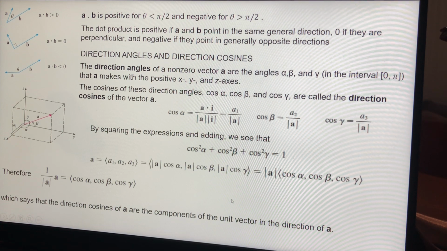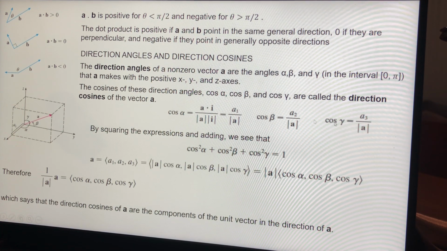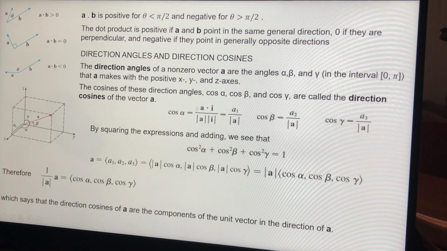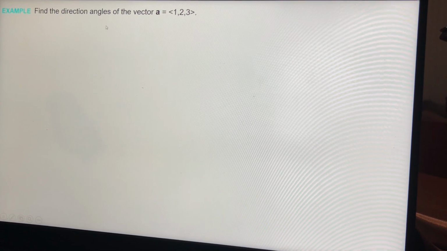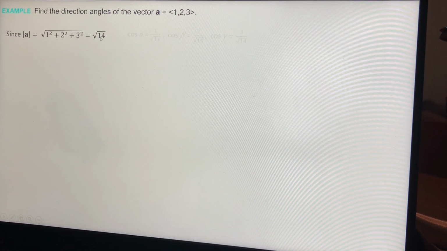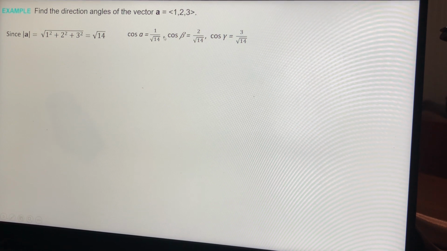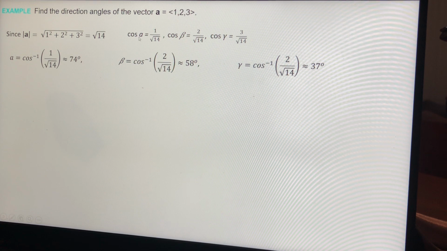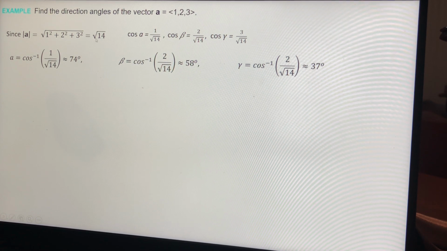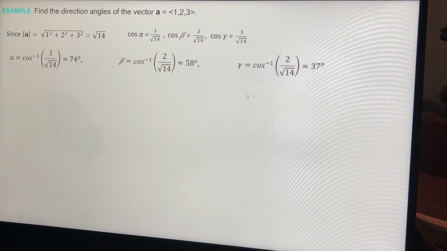What you need to know is how we came up with cosine alpha, cosine beta, cosine gamma. And this is so easy. For the angle between two vectors, we are using the dot product definition with the i vector, j vector, and k vector. I want you to know that part. And find the direction angles of the vector A. Here the length of A is square root of 14. Cosine alpha will be 1 over square root of 14, cosine beta 2 over, cosine gamma 3 over square root of 14. Easily. And from there you can solve for alpha, beta, and gamma by taking the arc cosine of each of them, and you can find the angles.